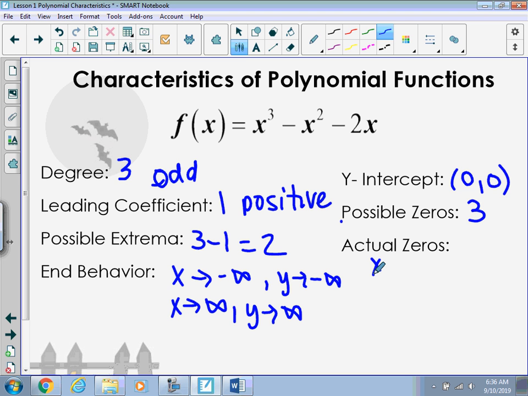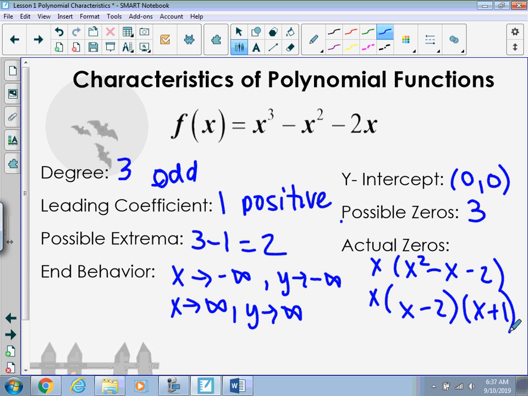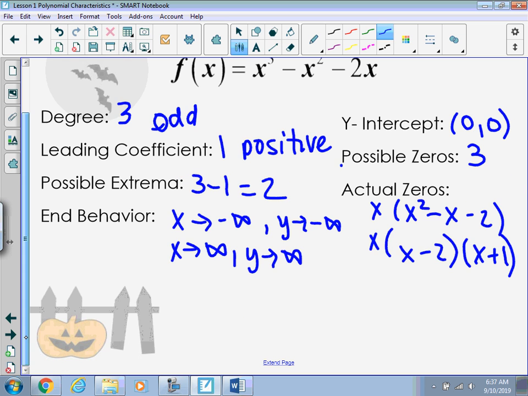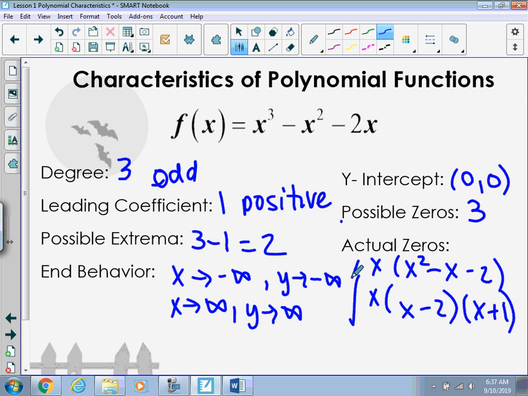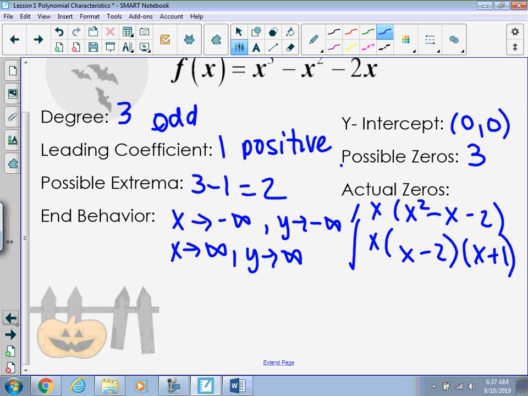So I get x times x squared minus x minus 2. So I still have my x on the outside, and then I've got x minus 2, x plus 1. And then I take each of these and I set them equal to 0. So x equals 0, and x minus 2 equals 0, and x plus 1 equals 0.